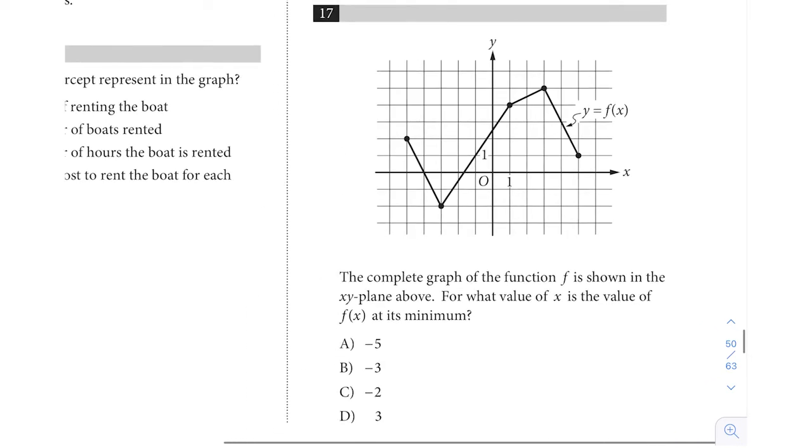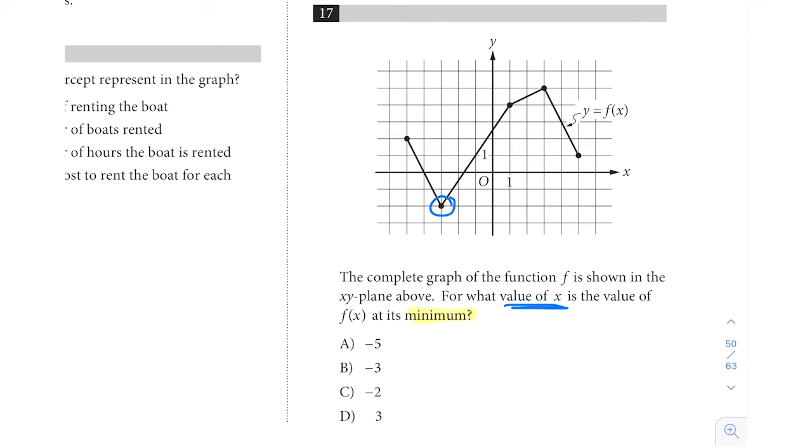For this one, we have another graph to figure out, and it says the complete graph of the function f is shown in the xy plane above. For what value of x is the value of f of x at its minimum? So they're asking about a minimum. Let's see where we see a minimum in the graph. A lot of times people will look here and say, yeah, that's the minimum. Now the key is, are they asking for the value of the minimum, or are they asking for the x value at the minimum? In this case, they're asking for the value of x.